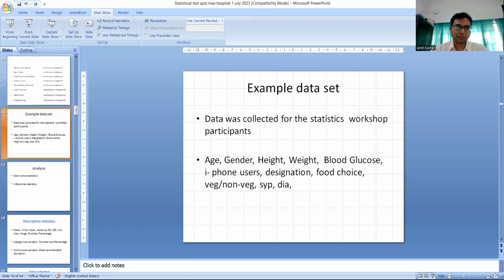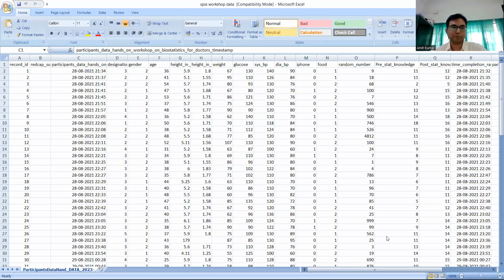Is it visible? I think you have to stop sharing screen this PPT and go to Excel sheet. Oh, again I have to do the same, no? Yeah, because otherwise we are looking at only this. Okay, okay. No issue. Now is it visible, I think? Yes, now visible. So this is the Excel sheet, no?